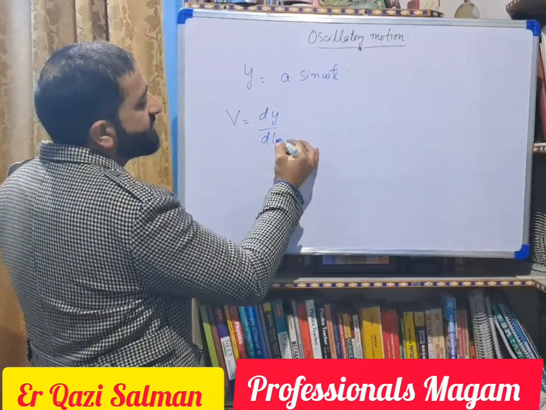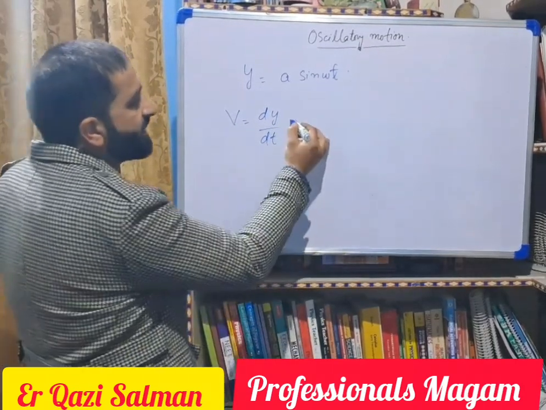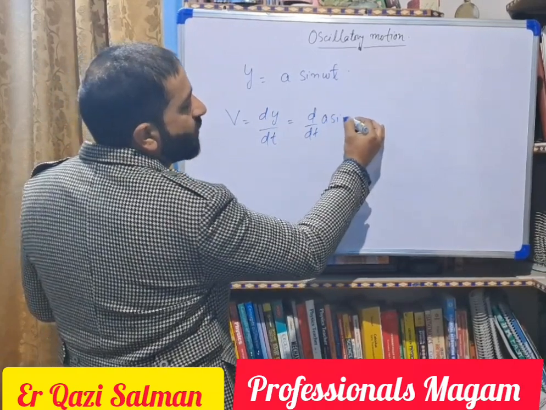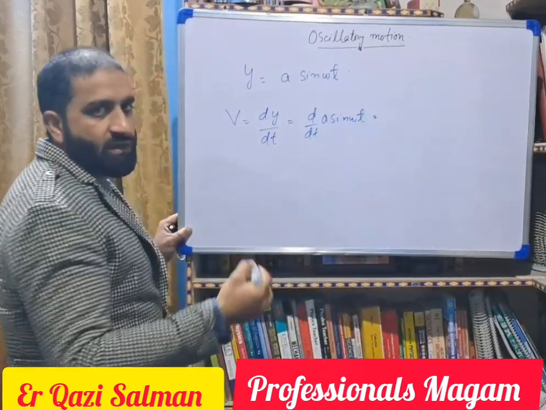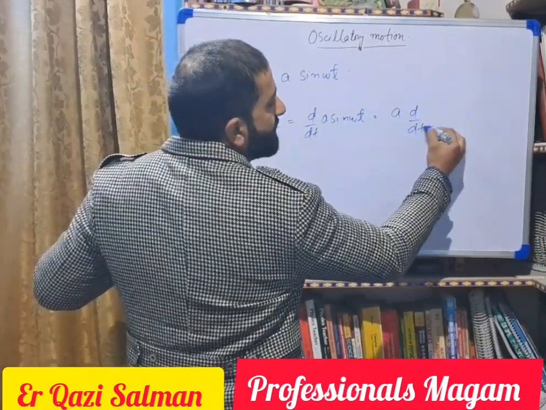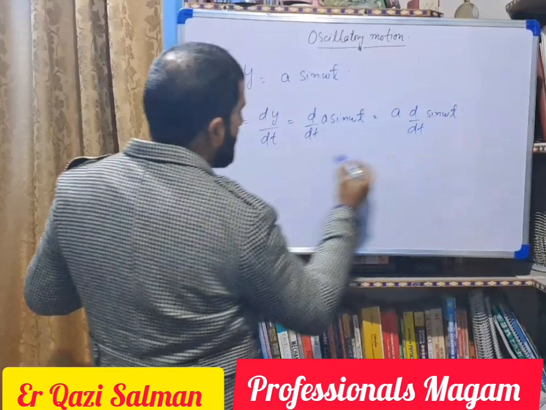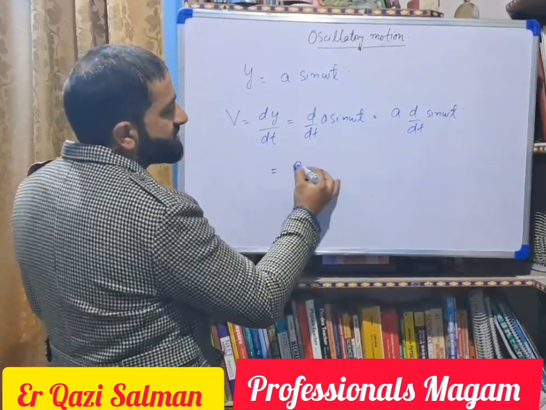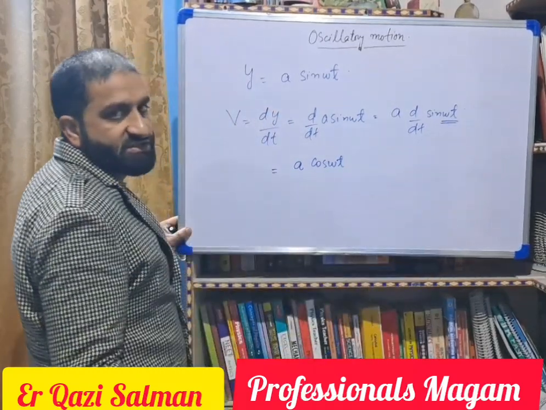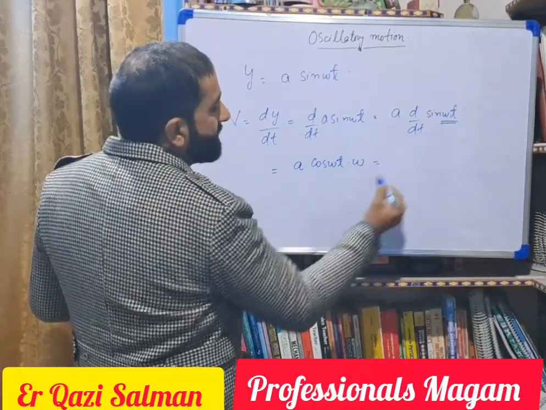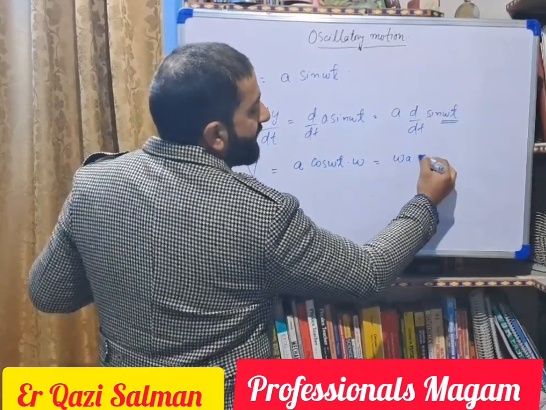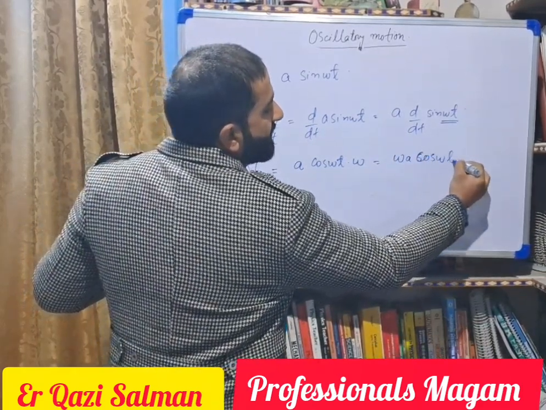Now, when we talk of the velocity, from Newtonian mechanics, we know that velocity is the differentiation of displacement. So v is equal to dy by dt. That means v is equal to d by dt of a sine omega t. Amplitude being constant, it is taken out of the differential sign. That means a d by dt of sine of omega t. Now, differentiation of sine is cos, so a cos of omega t, and internal differentiation of omega t with respect to t, that is omega. That means the velocity in terms of periodic motion is equal to omega a cos of omega t.